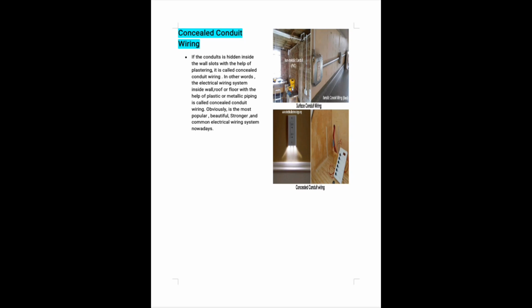Concealed conduit wiring. If the conduit is hidden inside the wall slots with the help of plastering, it is called concealed conduit wiring. In other words, the electrical wiring system inside the wall, roof, or floor with the help of plastic or metallic piping is called concealed conduit wiring.